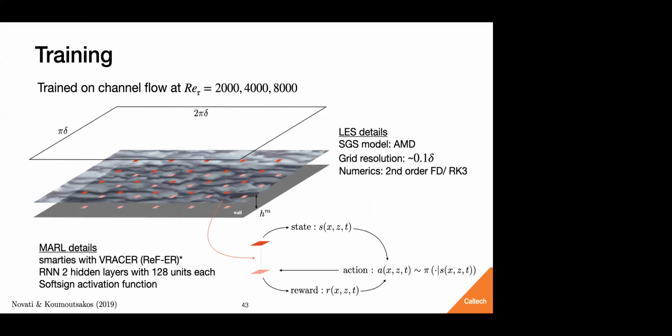In terms of the reinforcement learning details, we use a library called Smarties with V-RACER, which is an off-policy training method that includes remember and forget experience replay. This allows you to keep the relevant experiences from your training and then discard the ones that are not relevant. We've used RNNs with 2 hidden layers with 128 units each. We haven't really optimized the architecture for the neural nets, but this has worked relatively well. We also use a softsign activation function for the neural nets.